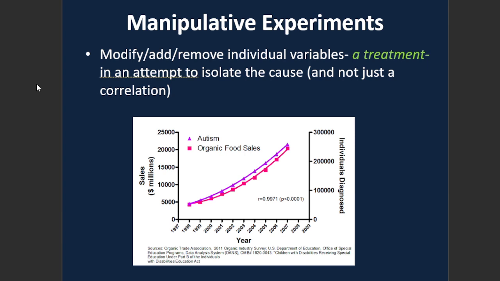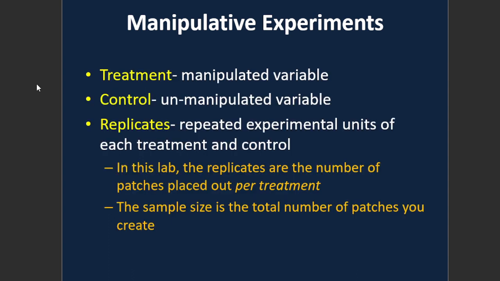So, manipulative experiments modify, add, or remove individual variables of treatment in order to isolate the cause. So it's not just correlation. You're going to have a manipulated variable. You're going to have a control or unmanipulated variable. You're going to have replicates, so repeated experimental units of each treatment and control. In this lab, our replicates will be the number of patches placed out per treatment.